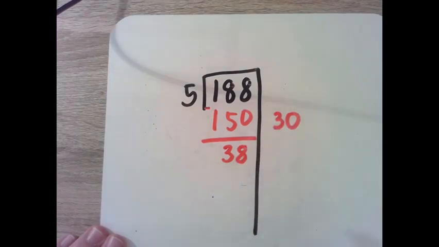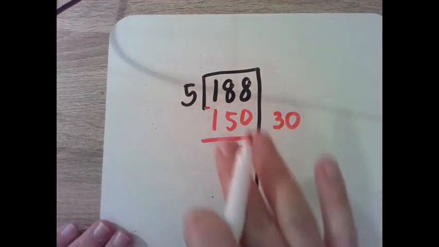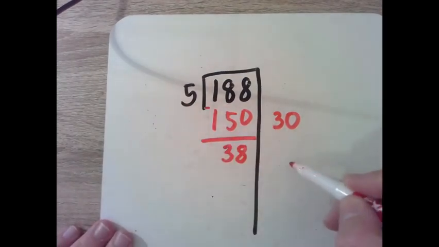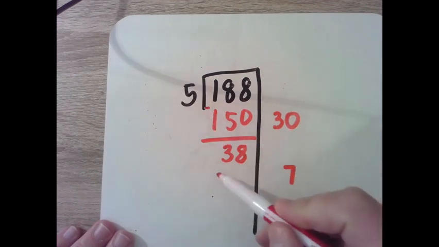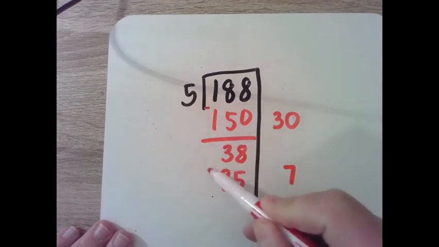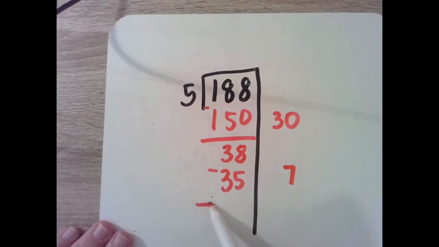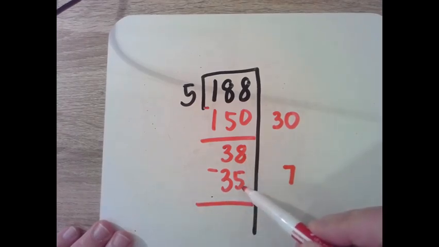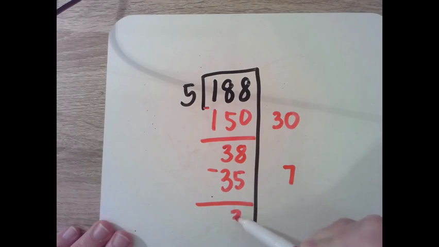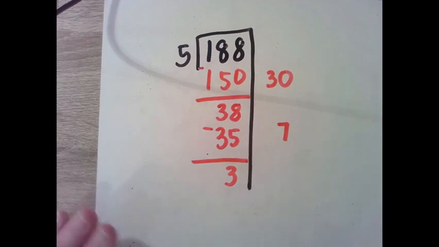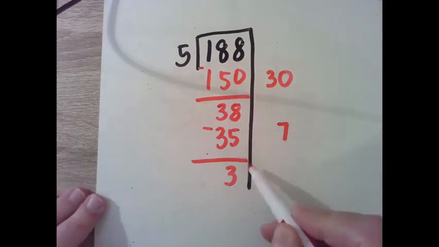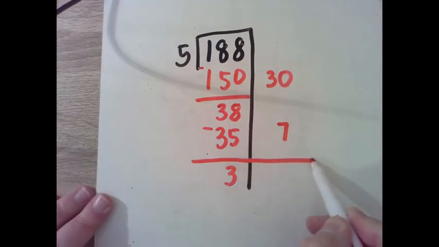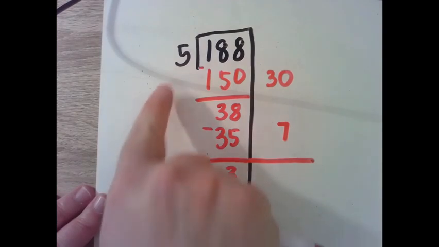Now again, asking myself, what times 5 gets me really close to 38? Well, I know that 7 times 5 is 35. 38 take away 35 leaves me with 3. Now, we can't make another group of 5 with only 3 left. So that means we have a remainder. We didn't hit 0, but we can't make another group because we're trying to make groups of 5, right?